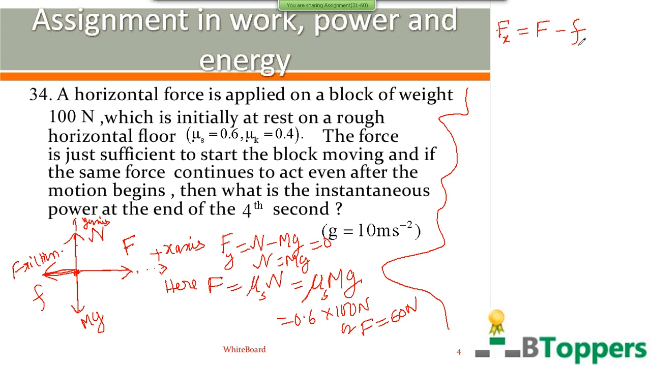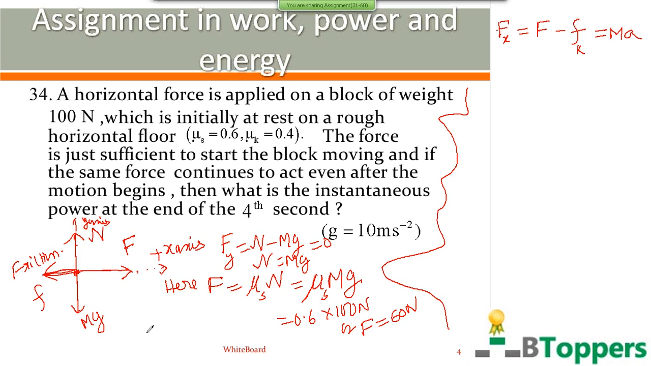After the block starts moving, the frictional force on the block will be equal to the kinetic friction. The magnitude of this kinetic friction is denoted by Fk, which acts opposite to the direction of the motion of the block. From Newton's second law, the resultant force on the block can be equated to the product of its mass and acceleration.